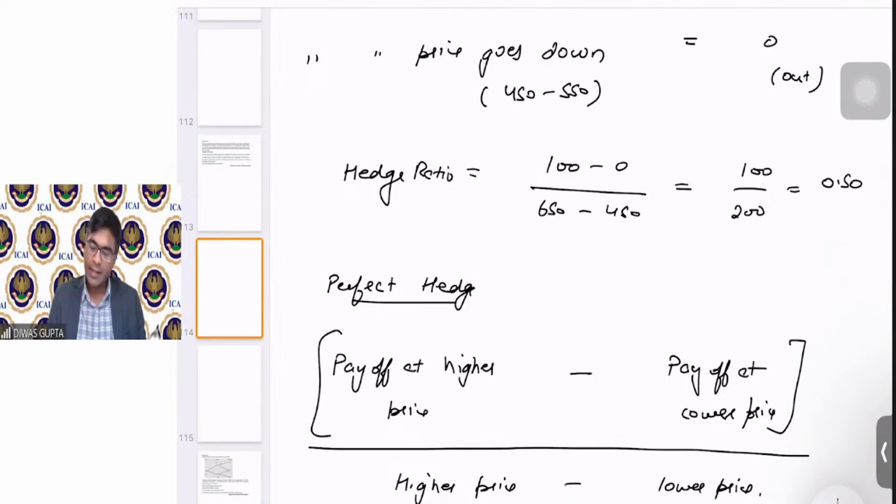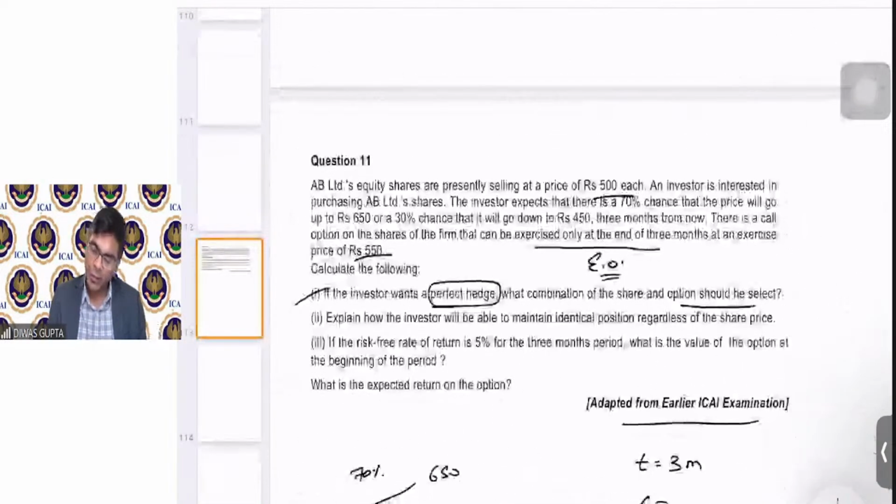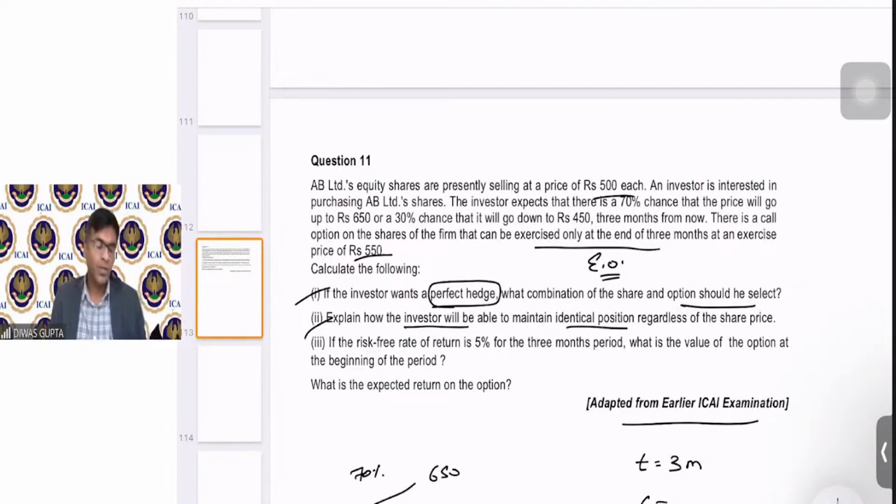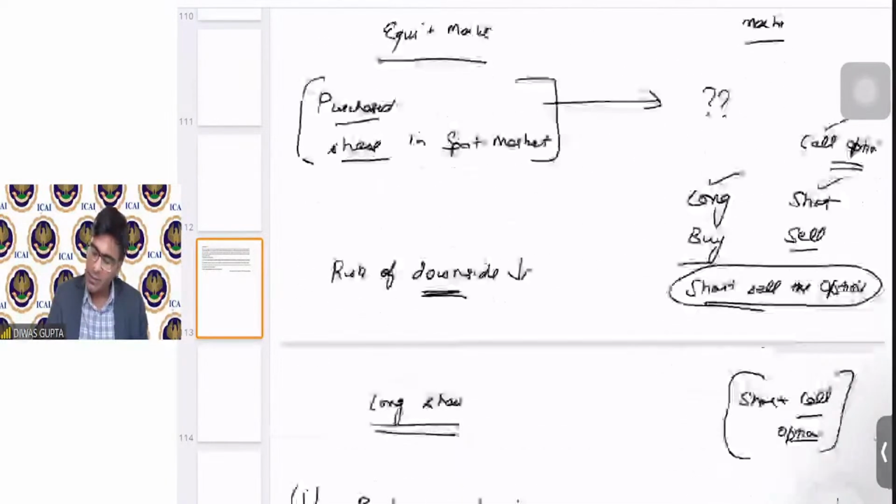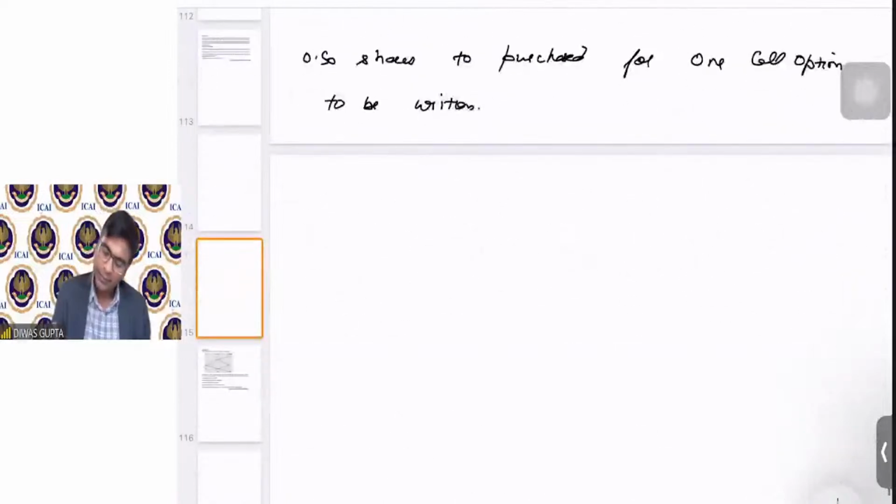So this is clear. Then the second part of the question, students: explain how the investor will be able to maintain an identical position regardless of the share price. So they are asking us to prove that if the share price moves up or down, the position is still the same. That we can prove. First of all, the strategy we have devised is that 0.5 shares are to be purchased for one call option.